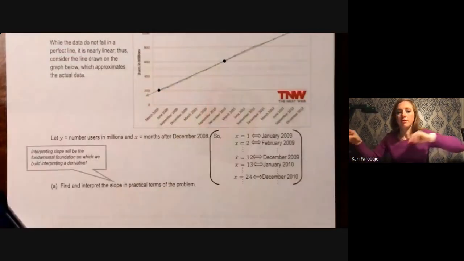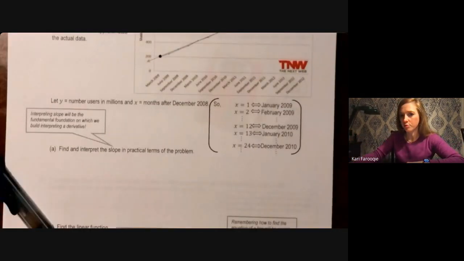Sorry, I didn't give myself enough leeway on my document camera. Let's see. There you go. It's a little bit better. I can move this guy around.